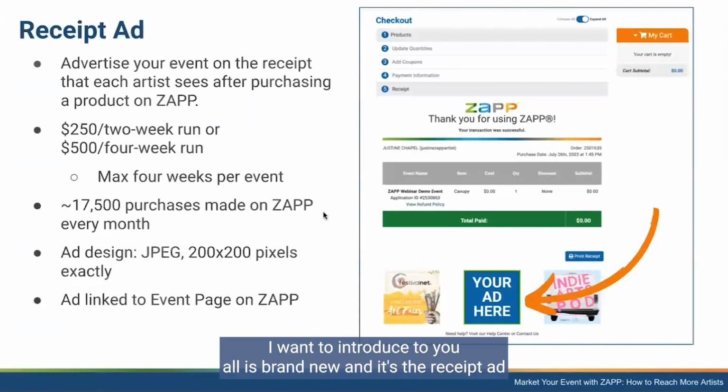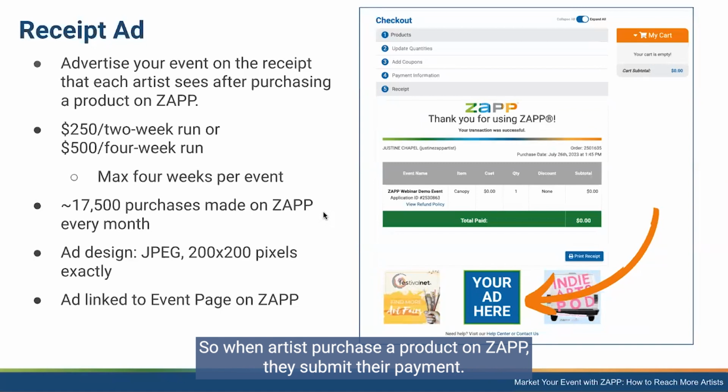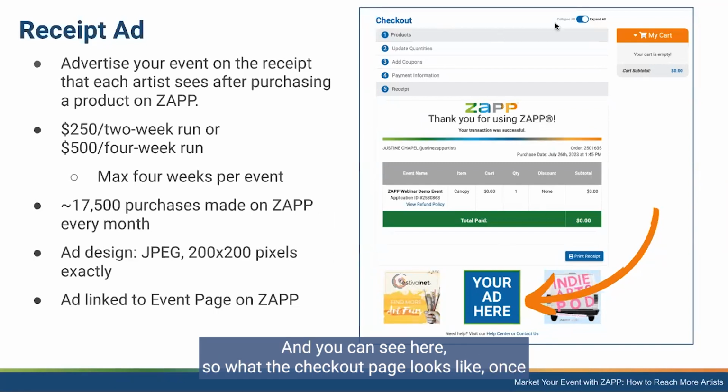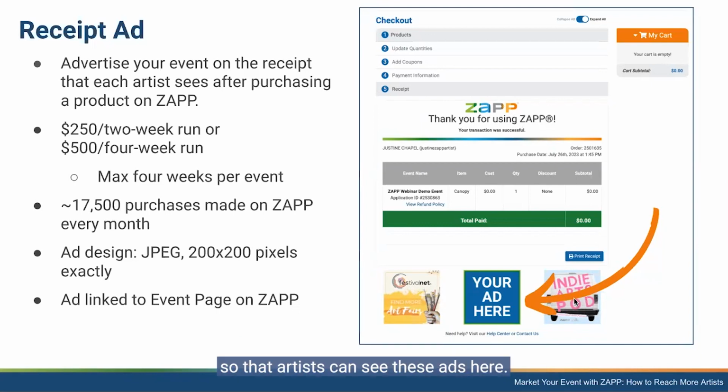The next option I want to introduce to you all is brand new, and it's the receipt ad. So on ZAPP, we have the checkout page on the artist side. So when artists purchase a product on ZAPP, they submit their payment, and you can see here, this is what the checkout page looks like. Once they submit their payment, they get a receipt on the page itself, and at which point we have 3 ad spots available so that artists can see these ads here.